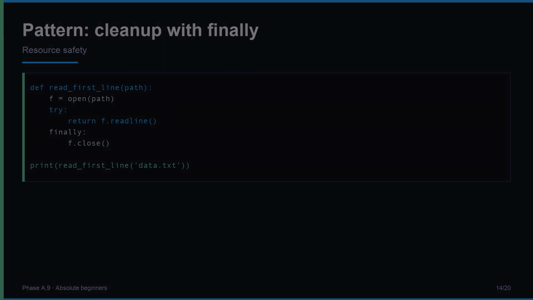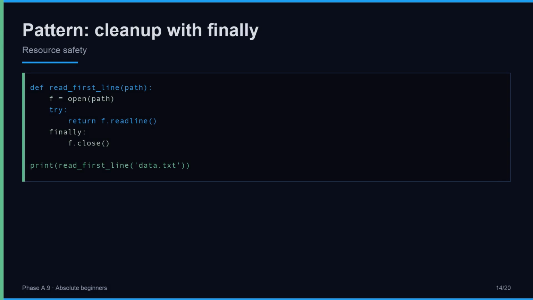Separate the paths. Here is the cleanup pattern. We open a file, enter a try, and return the first line. The finally block closes the file. Even though return exits the function, finally still runs first. Python guarantees it. So the file is always closed, even when we return from inside the try. This is the pattern you will use for any resource that needs cleanup. Open it, try to use it, finally clean it up. The with statement does this for files automatically, but the pattern is worth knowing in full.